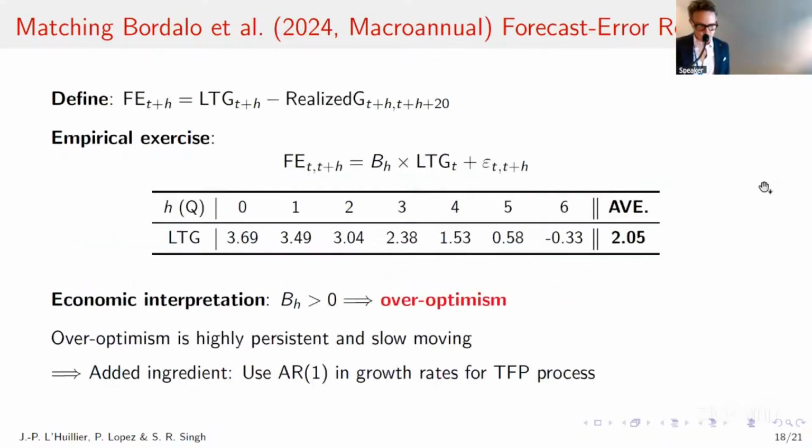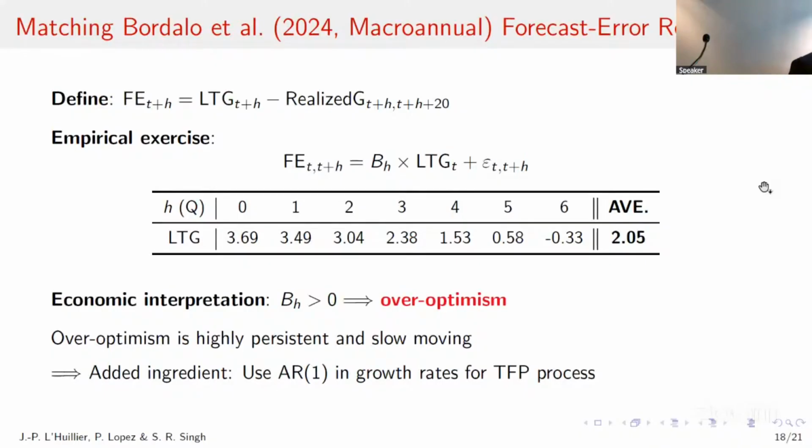This is the regression. Define the forecast error as the answer in the survey. So the forecast error at horizon H, compare that to the realized growth 5 years going forward. So 20 quarters. And they run this regression on LTG at time t. The finding is that there are positive coefficients, on average. One exception is the last quarter, but positive coefficients over a year and a half. And this is what we're going to focus on to capture some sort of persistent, financial cycle level of over-optimism.